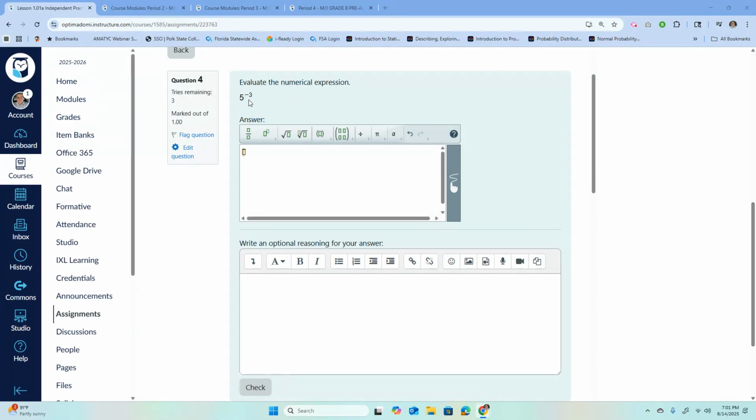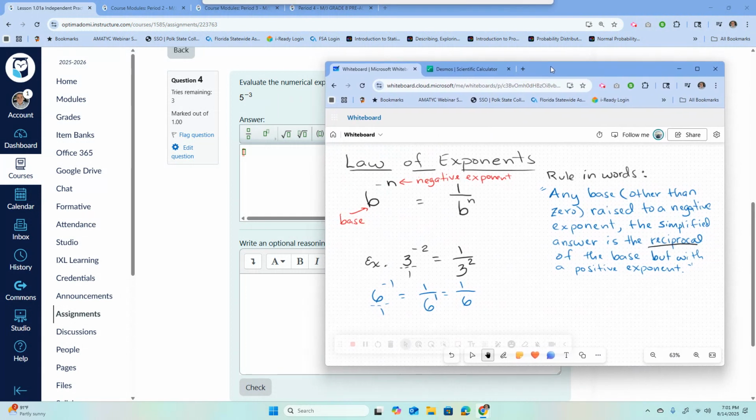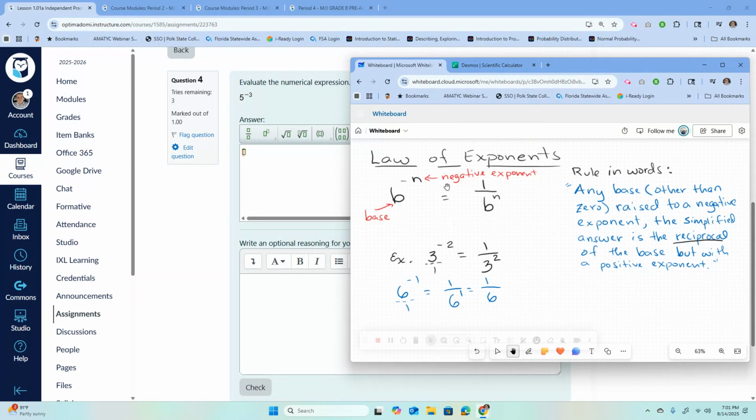Now, how do you work it out, simplify? A numerical expression that has a negative exponent, you're going to apply the negative exponent rule, this rule right here. One of the laws of exponents, the negative exponent rule or law, basically says that every time you have a base other than 0 that contains a negative exponent, you're going to flip the base, that's called a reciprocal, and you're going to give back the exponent to the base, but positive.